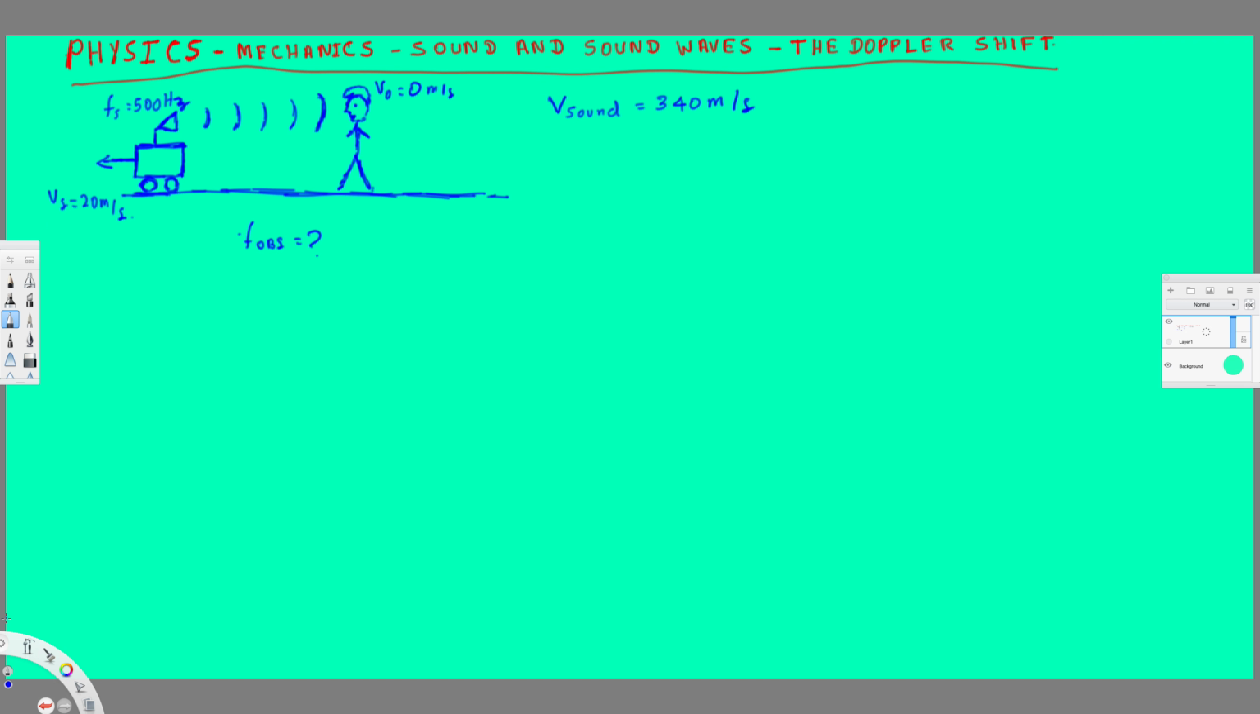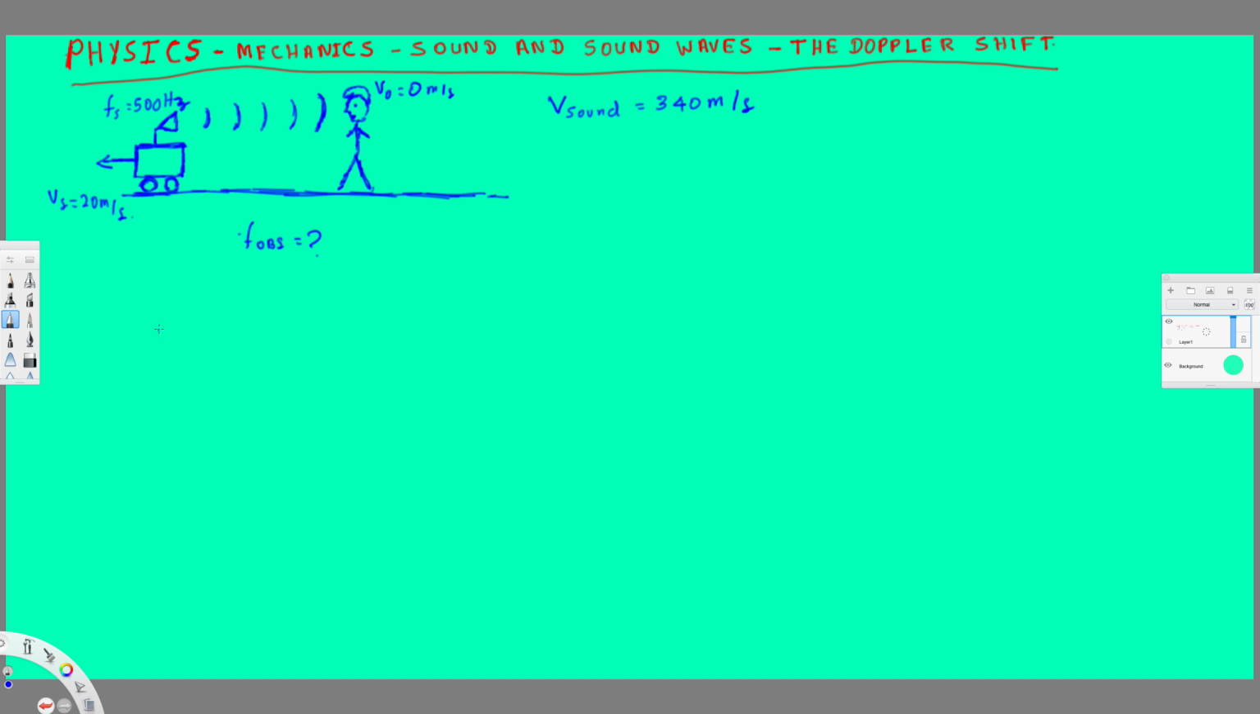Let's do this problem right here. So we have an observer that is standing still, and we have a sound source that is moving away from this observer. Its velocity is given, that's 24 meters per second, and the frequency that the source is producing is 500 hertz, and the velocity of the sound is given, 340 meters per second. The question is asking what is the frequency that this observer will observe when the source is moving away with this speed.